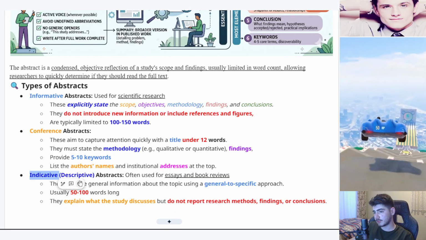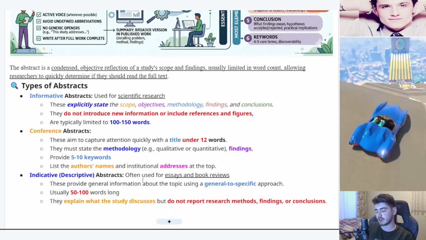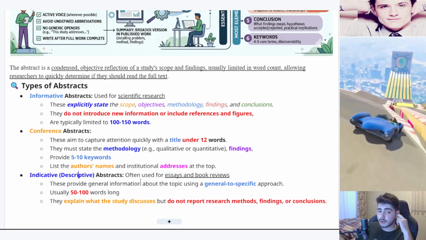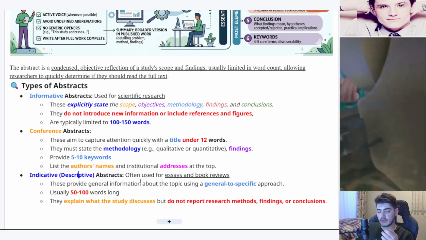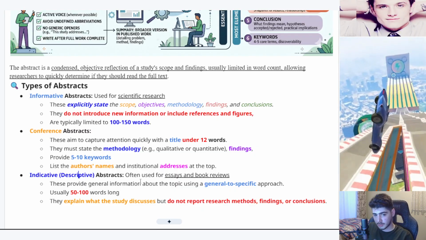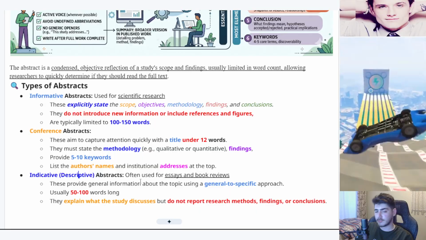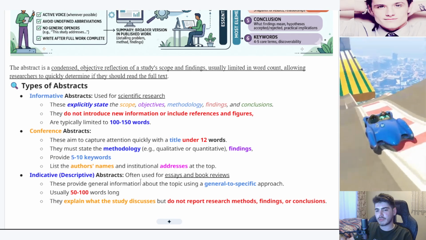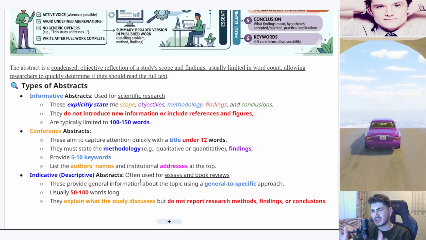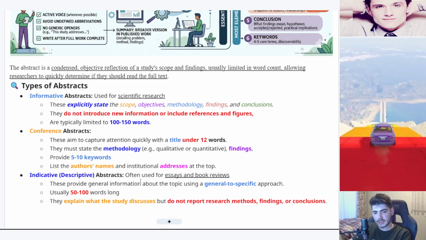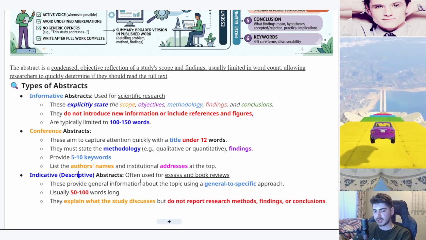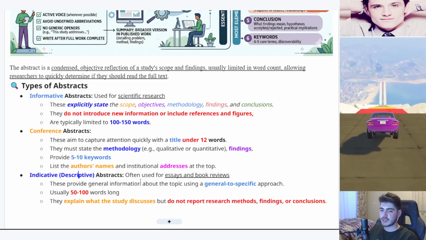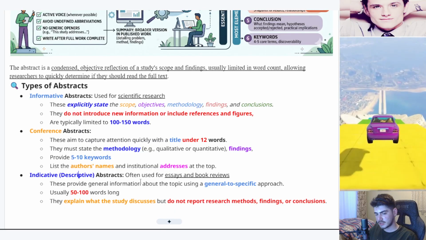Now, indicative or descriptive abstracts are often used for essays or book reviews. They don't actually report research methods, findings, or conclusions. It's more like a rough overview of what the study is discussing. So they don't really give, okay, we found this and this through our study using this. No, they don't say that.